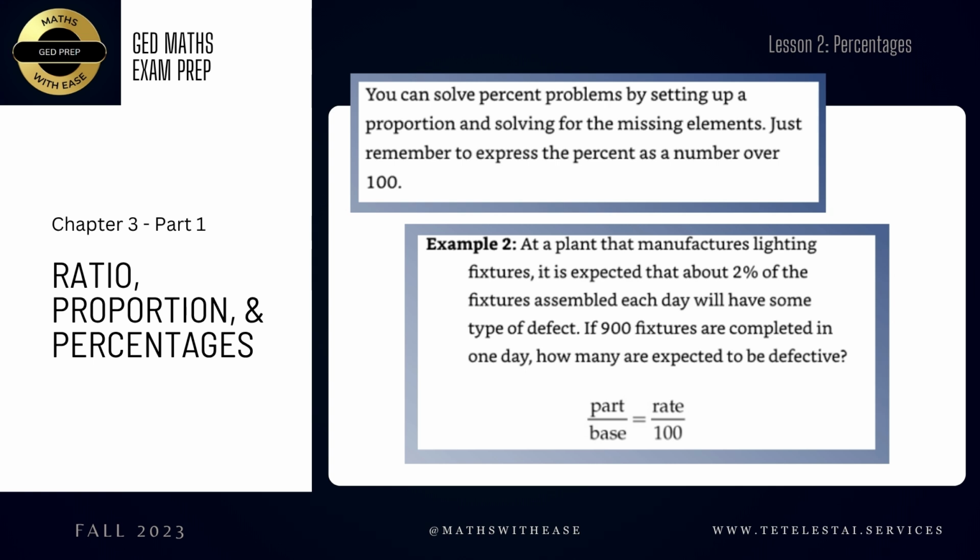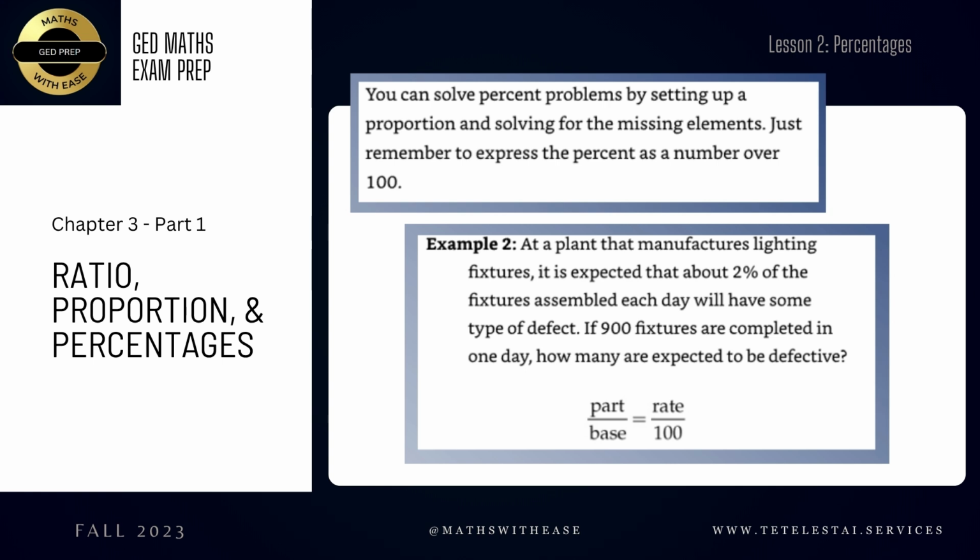If 900 fixtures are completed, so when you see the word completed, that tells you that's the entirety of something, right? And that gives you an indication that that's a number representing a base, because a base, again, is the whole of something, right? So if you wanted to represent your fixtures in terms of a circle, you could think of it as a circle divided into 900 parts.